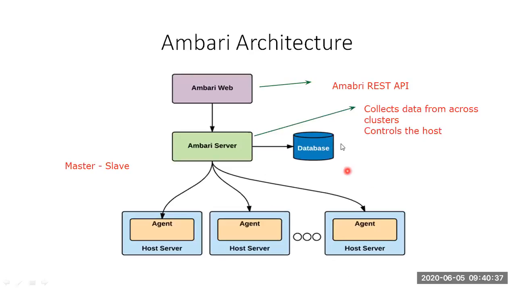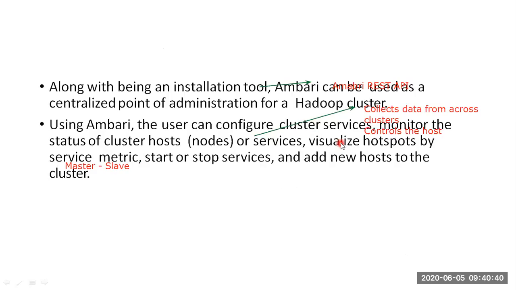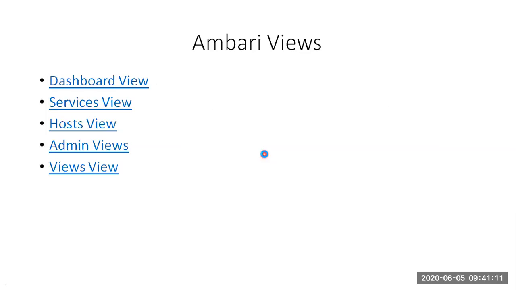And now let's look at the different views of Apache Ambari. First, we need to install Ambari before we start. It can act as a centralized point for administration of a Hadoop cluster. Second, as I told you, using Ambari we can configure cluster services, monitor the status of cluster nodes, which I will show you in the next slides, and visualize the hotspots by service metric. Let's see each one by one.